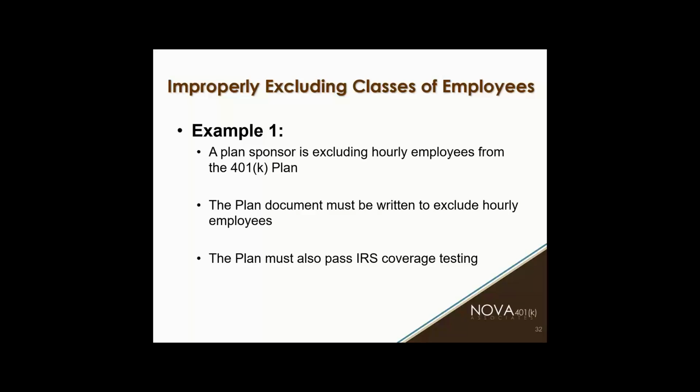And generally speaking, you're only allowed to exclude a certain amount of your employee population anyway. Like typically, you can only exclude 30% of your non-highlies. If you exclude more than that, then you run into some testing problems that you're not offering the plan to enough people.